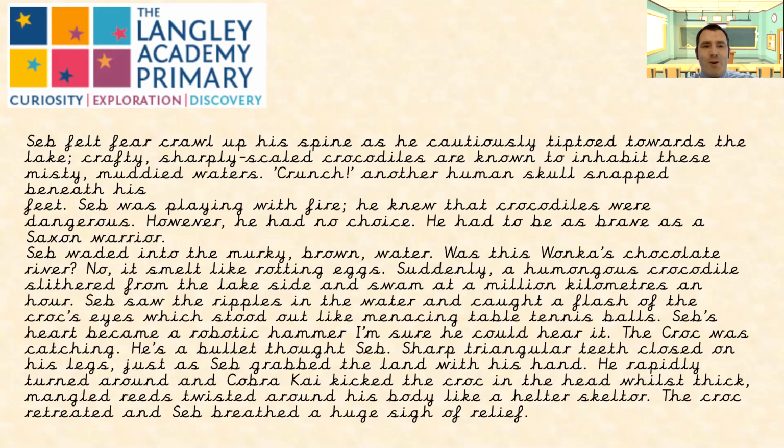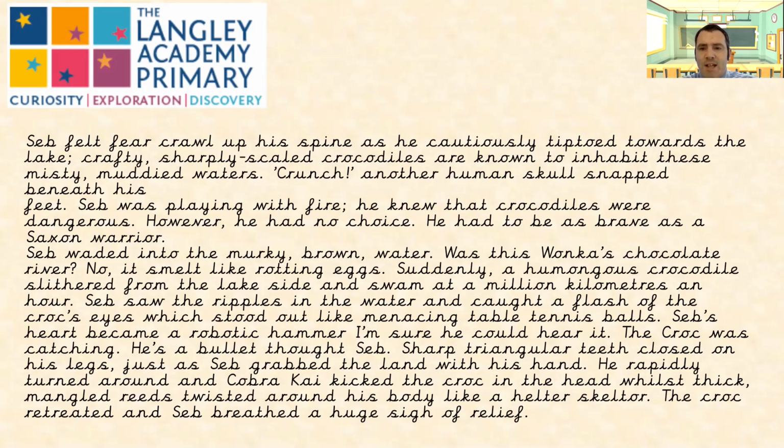Was this Wonka's chocolate river? No, it smelt like rotting eggs. Suddenly, a humongous crocodile slithered from the lakeside and swam at 1,000,000 kilometers an hour. Seb saw the ripples in the water and caught a flash of the croc's eyes, which stood out like menacing table tennis balls. Seb's heart became a robotic hammer. I'm sure he could hear it. The croc was catching. He's a bullet, thought Seb.